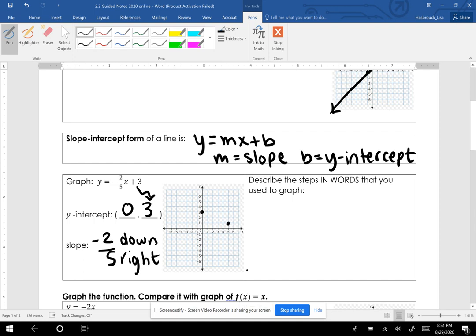Since I can't continue again on that side, I'm going to go back to my y-intercept, and I'm going to go up 2 and back 5. And then I draw a line through this graph with arrows on both ends.